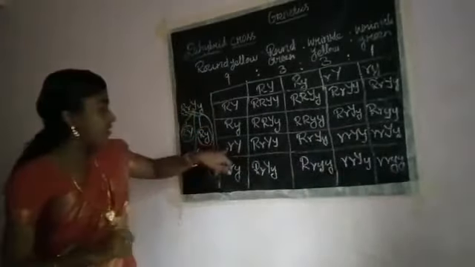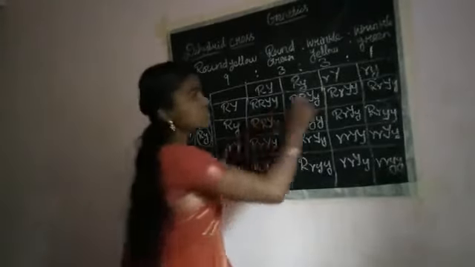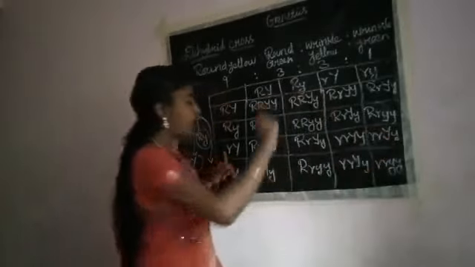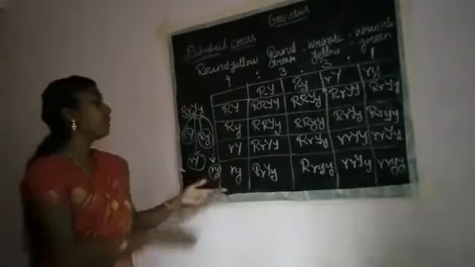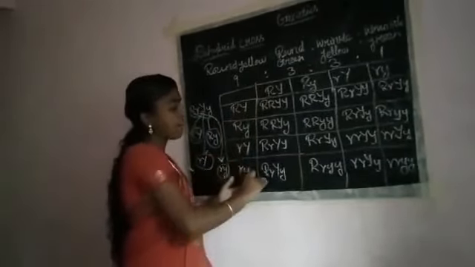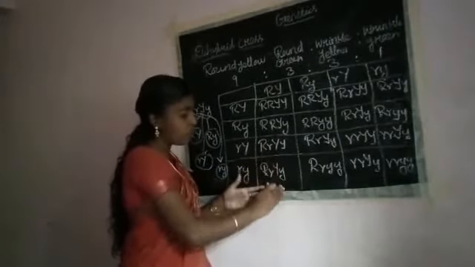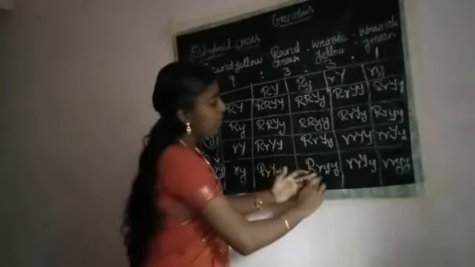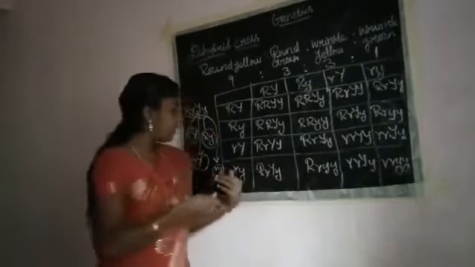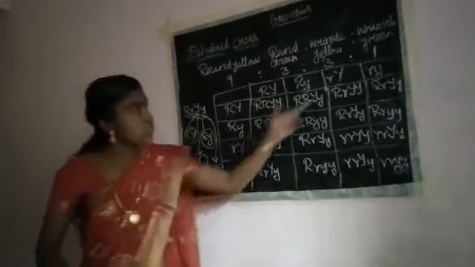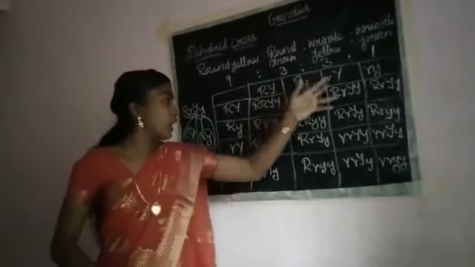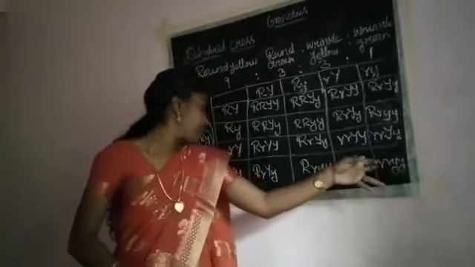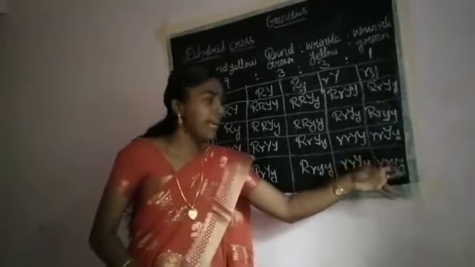Then in the next to last row, when we fuse these two, we get small r, capital Y, small y. Then in the last row, when we fuse these first two, capital R, capital Y, small y. Then when we fuse this one and this one, capital R, small y, small y. Then here, when we fuse this one and this one, that is small r, capital Y, small y. Then the last row, that is small r, small y and small y.